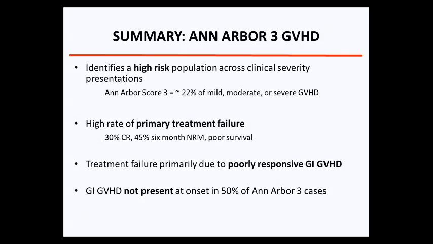GI-GVHD is not present at onset in 50%. The other 50% have GI-GVHD. So it's not necessarily treatment only. It is also preemptive, or if you want, aggressive treatment of patients with a high risk and not. For those 50% that only have skin, yes. So you're treating patients who have GVHD of all sorts if they have a high Ann Arbor score. Correct. So it could be somebody with grade 1 skin GVHD with an Ann Arbor score of 3. Yes, could get this drug.